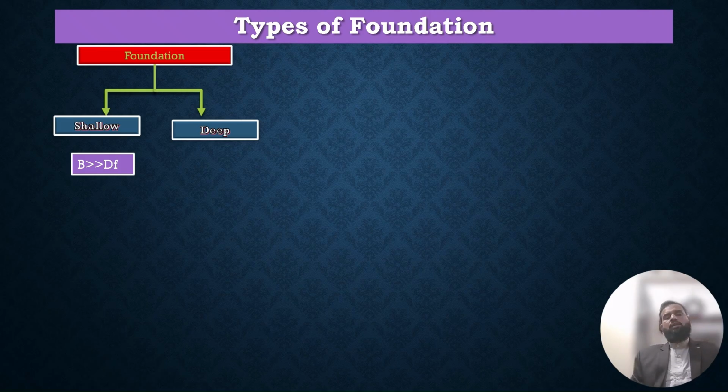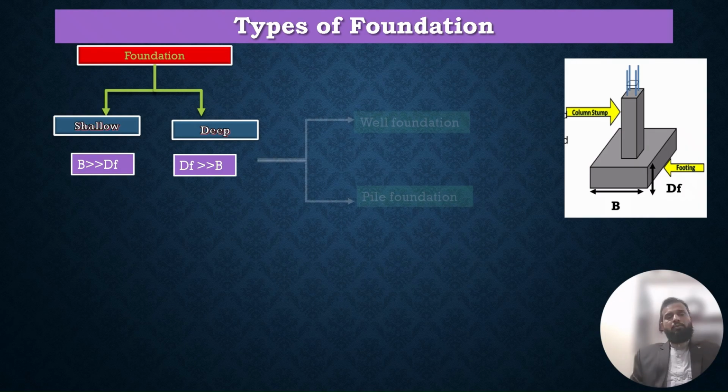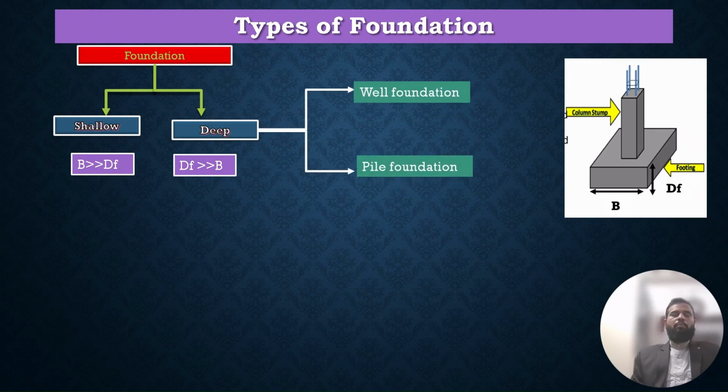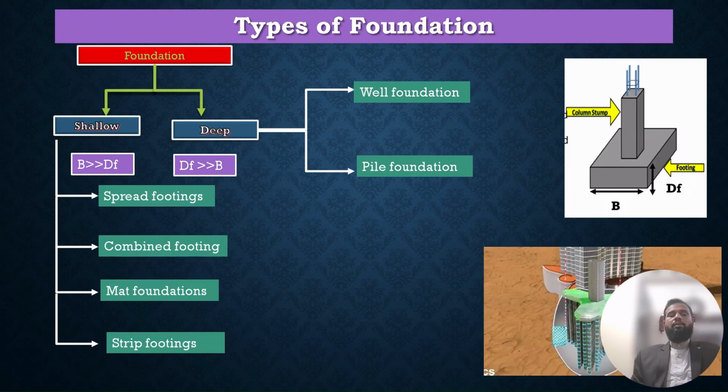It is relatively laid at a shallow depth, and this is a typical example of a shallow footing or shallow foundation. A deep foundation is vice versa: the depth of the footing is much greater than the width of the footing, and it is typically classified as well foundation and pile foundation. Shallow foundations are classified as spread footing, combined footing, mat foundation, and strip footing. A typical example of a deep foundation is micropiles resisting a tower or structure.